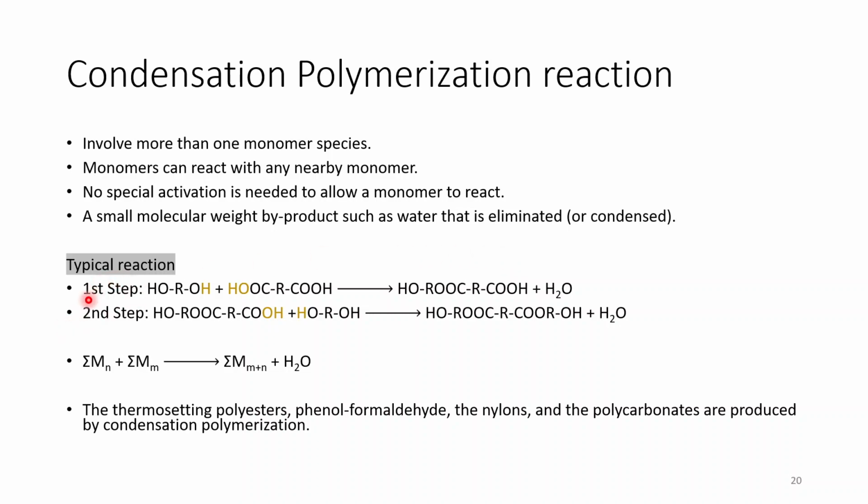So a typical reaction consists of a first step and a second step. In this case, one of your monomers will react with another monomer, giving a byproduct. Now this small molecule that is formed will keep on reacting with some monomers, continuing this reaction until a chain forms. So in this case, the thermosetting polyesters, phenol formaldehyde, and nylons are all produced by condensation polymerization.